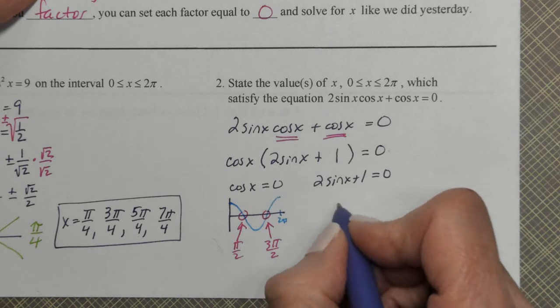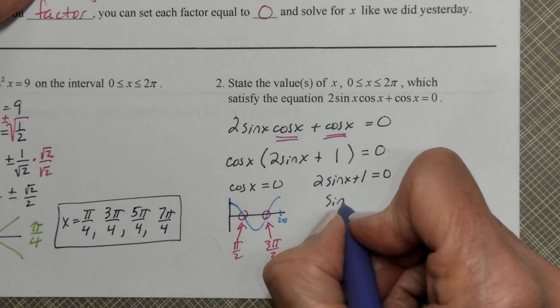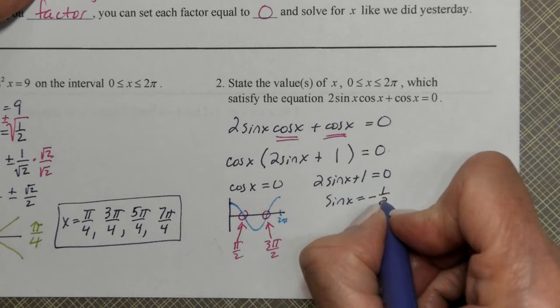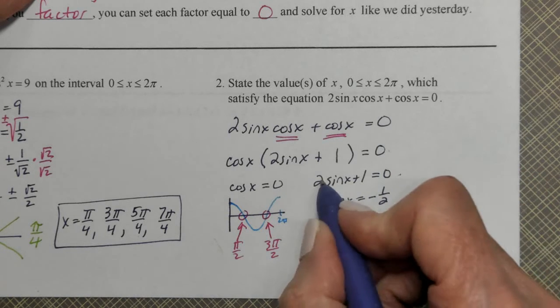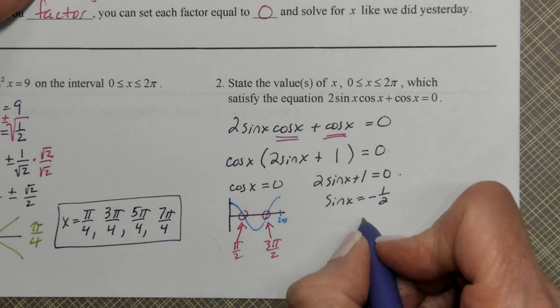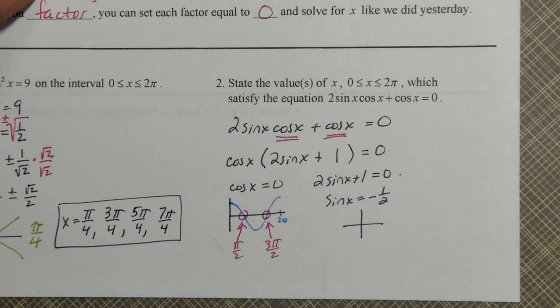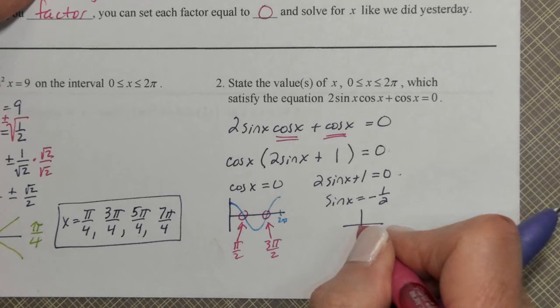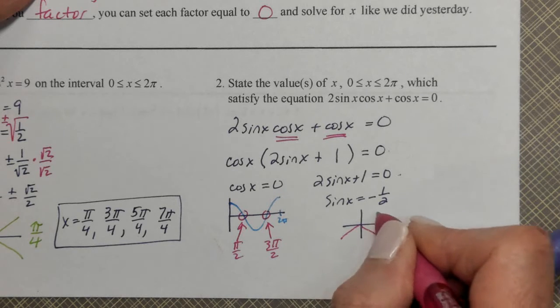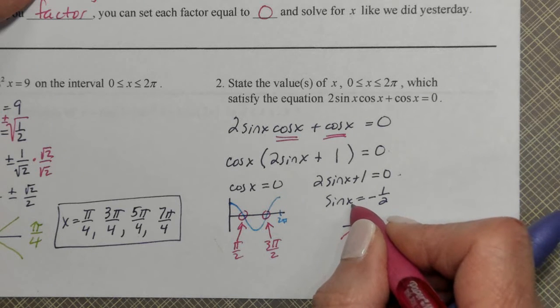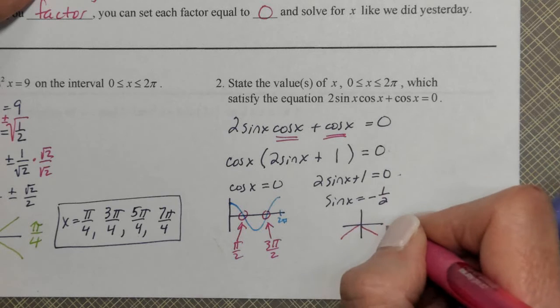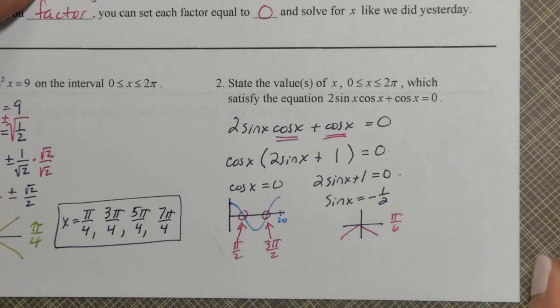Over here, this is our work from yesterday. Sine x will be a negative 1 over 2 after we move the 1 to the right and then divide by 2. Sine is negative in quadrants 3 and 4. The angle that makes sine 1/2 is pi over 6, so I need the pi over 6 angle in quadrant 3 and the pi over 6 angle in quadrant 4.